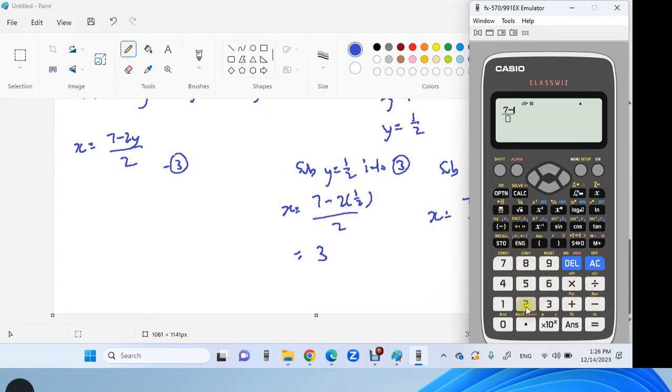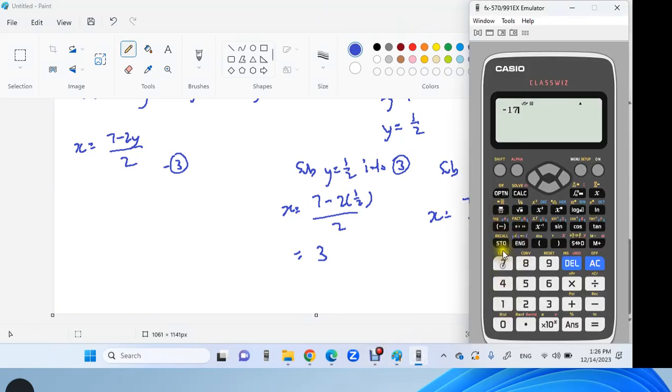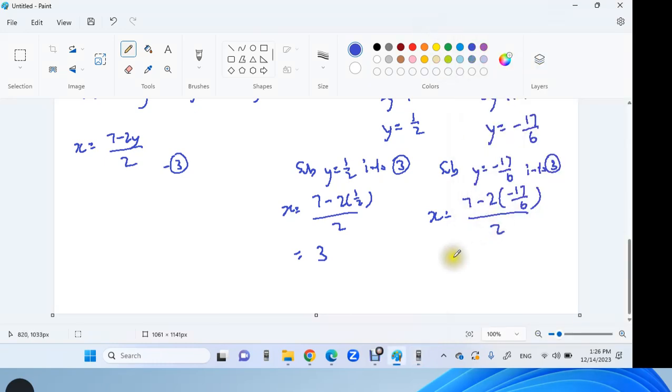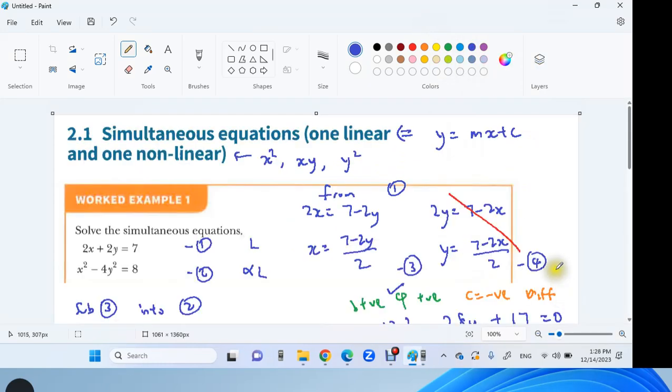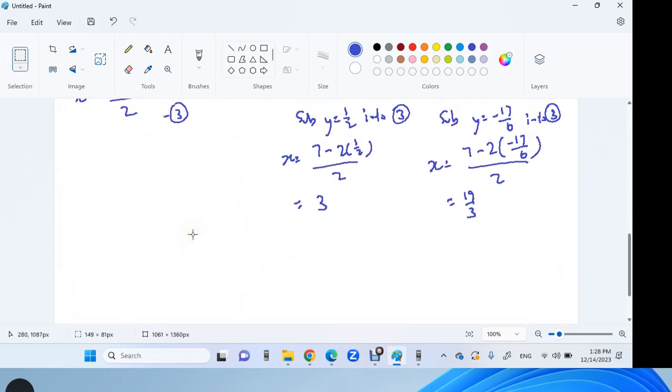Now for the other value, x equals 7 minus 2 times negative 17 over 6, over 2. Using the calculator, we get negative 7 over 6 inside, and then we have 19 over 3. So 19 over 3. After we find the solution, we want to know whether the answer that we get is correct or not.